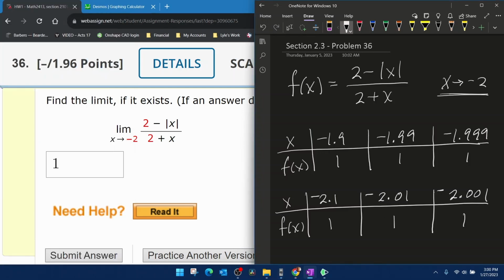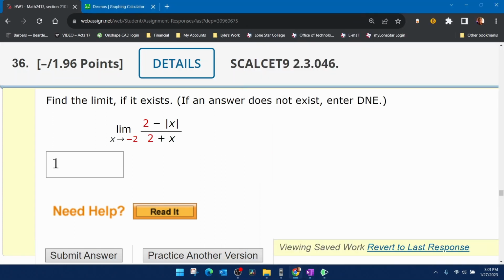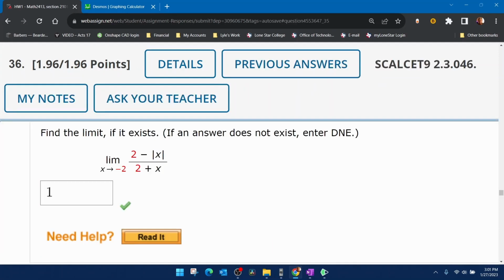And so what we can see here, again, approaching from the left, we're getting, well, we're actually at 1, but we're getting close to 1. And approaching from the right, we're getting close to 1. Therefore, the limit is 1. So let's click submit and see how we did. And it appears that we got the green check of success.